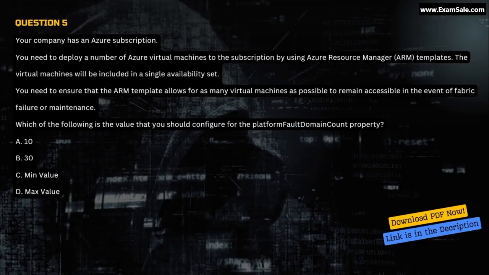Question 5. Your company has an Azure subscription. You need to deploy a number of Azure virtual machines to the subscription by using Azure Resource Manager (ARM) templates. The virtual machines will be included in a single availability set. You need to ensure that the ARM template allows for as many virtual machines as possible to remain accessible in the event of fabric failure or maintenance. Which of the following is the value that you should configure for the platform fault domain count property? A. 10. B. 30. C. Min value. D. Max value. Correct answer D. Max value.